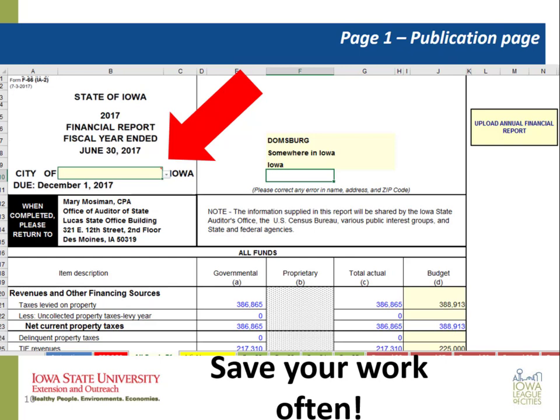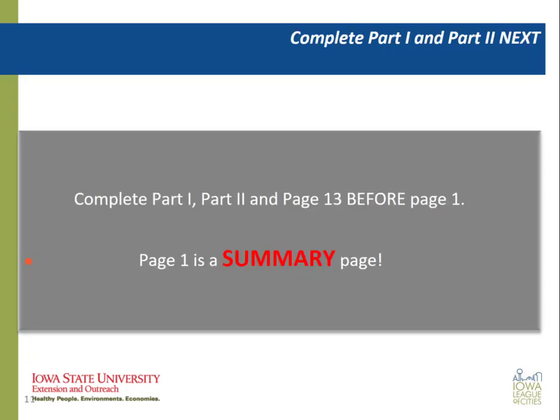Nothing's more frustrating than putting in a lot of time collecting this information only to have it lost. I try to save mine after I complete each page. Now, we're going to move on because page 1 is a summary page. The blue cells are all numbers that are being pulled from following pages that you're going to fill out here in a minute. We need to complete part 1, 2, and page 13 before coming back to page 1.